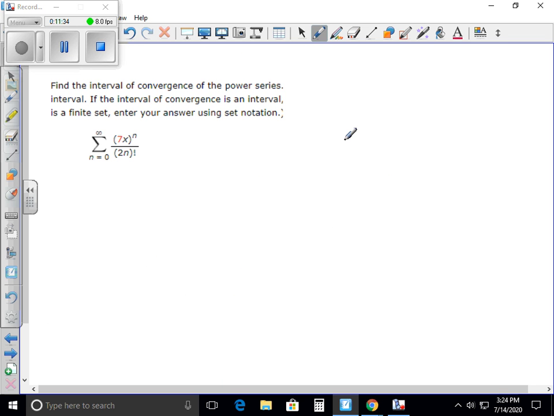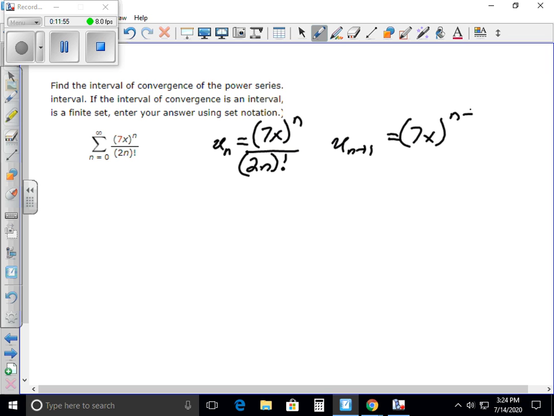All right, let's do the same thing here. Let's find the interval of convergence. So our u sub n is 7x to the n over 2n factorial. u sub n plus 1 has us take our n and replace it with n plus 1. So we have to be careful on the bottom because we're replacing n with n plus 1. We're not just simply adding 1 here. So we're adding 1 directly to the n, not to 2 times n.